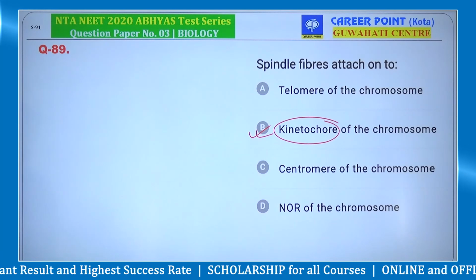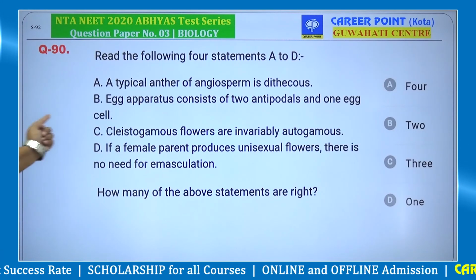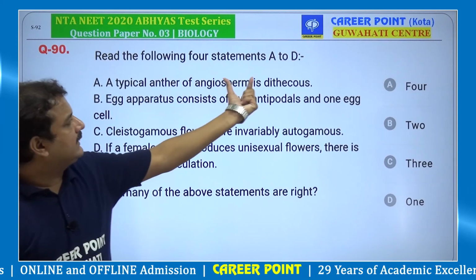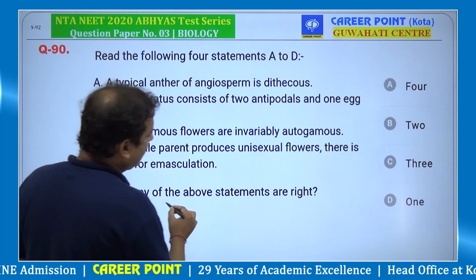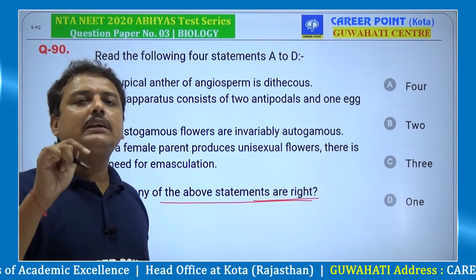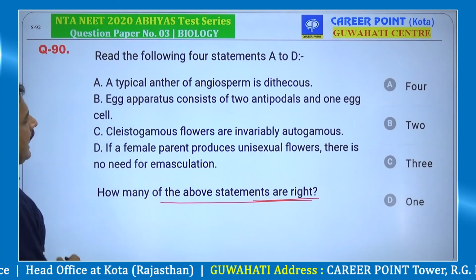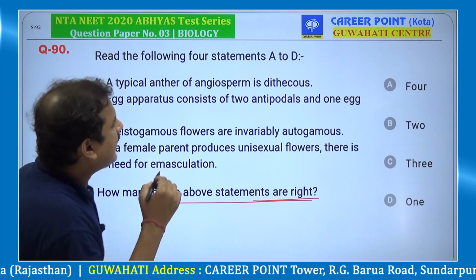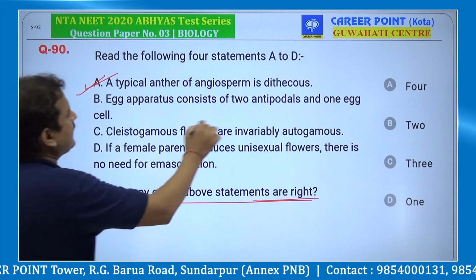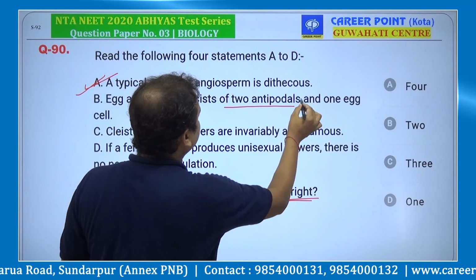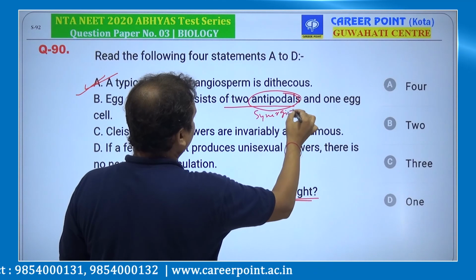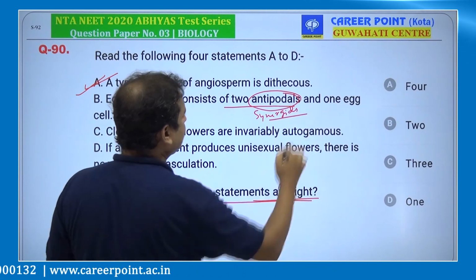Next question, and it is the last question. Read the following 4 statements A to D, and find out how many of the statements are right. A typical anther of an angiosperm is dithecous. Yes, it is bilobed, dithecous, it is correct. Egg apparatus consists of 2 antipodals. No, it should be synergids. It should be 2 synergids and 1 egg cell.